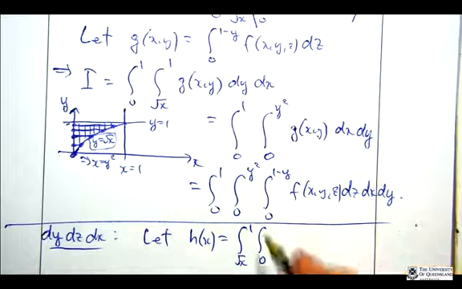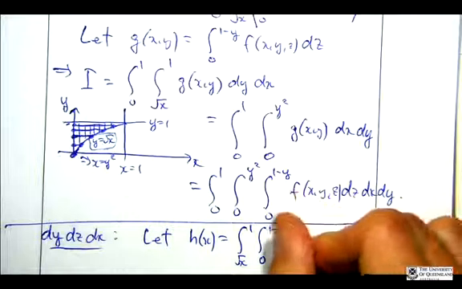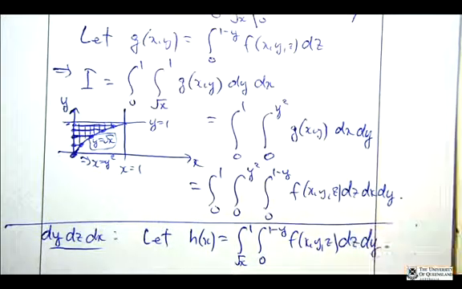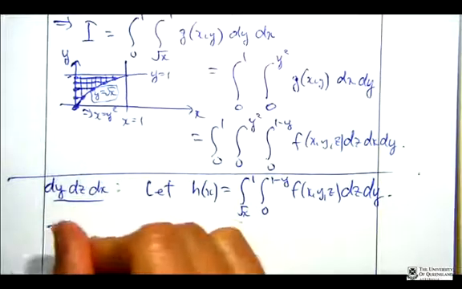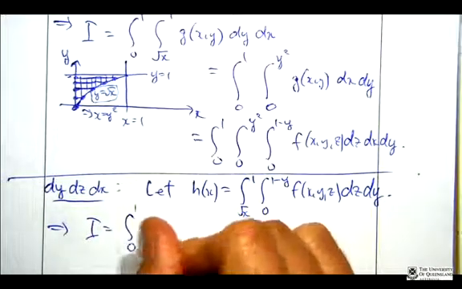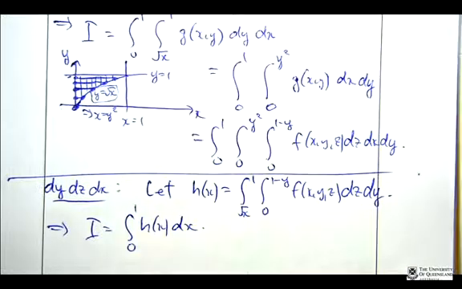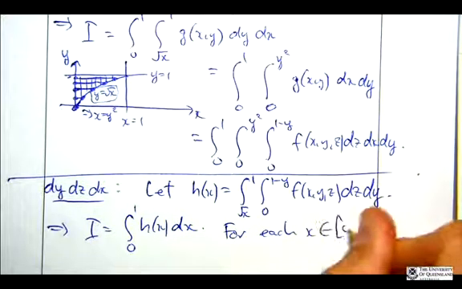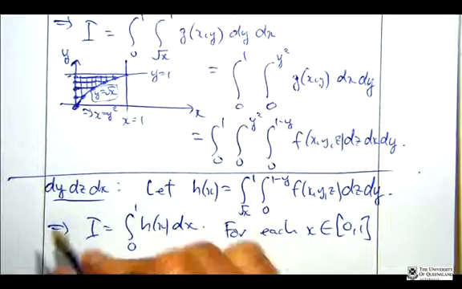So from root x to 1, and then the integral from 0 to 1 minus y of f of x, y, z, dz, dy. All right, so the integral I'm interested in is just the integral of the function h from x equals 0 to 1. Now what I can do is treat this as a double integral for each value of x between 0 and 1.